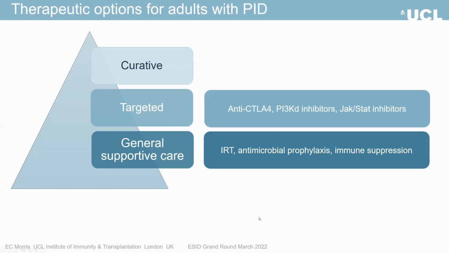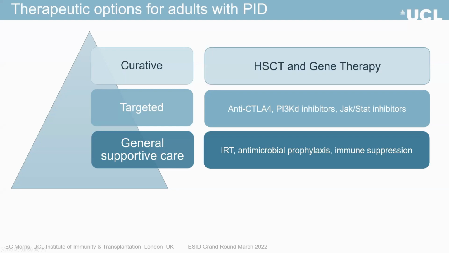But of course, none of these are curative, and we don't actually know the durability of responses to some of these targeted therapies, as they've been relatively recently introduced. So for most patients, if you're looking for a curative intervention, you need to consider allogeneic stem cell transplant or gene therapy. Now, I'm not going to discuss gene therapy today because it's available only for a certain number of monogenic disorders, but you'll be familiar with progress being made in that field.